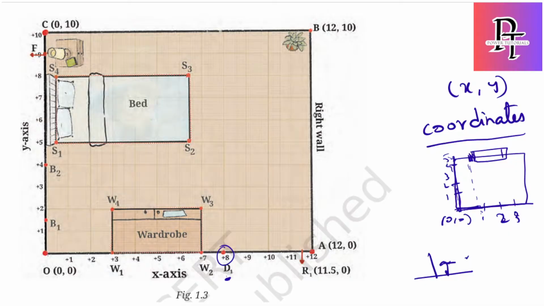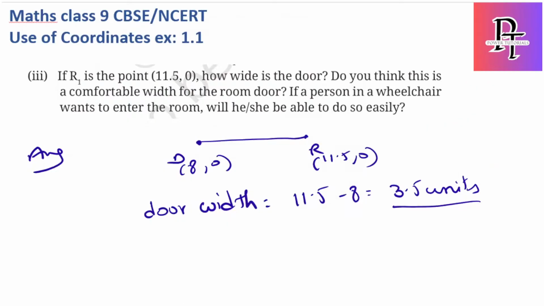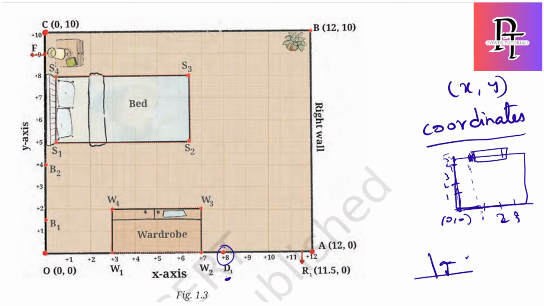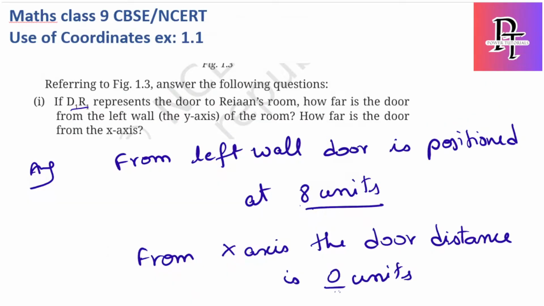I think the unit is feet wherever it is a distance, because if you notice here the bed is 7 into 4, so yes, it should be in feet. So I'm assuming it is 3.5 feet, because the dimensions in blueprints are mostly in feet. In the same way here, I can also say it is 8 units or 8 feet from the y-axis and 0 feet from the x-axis.